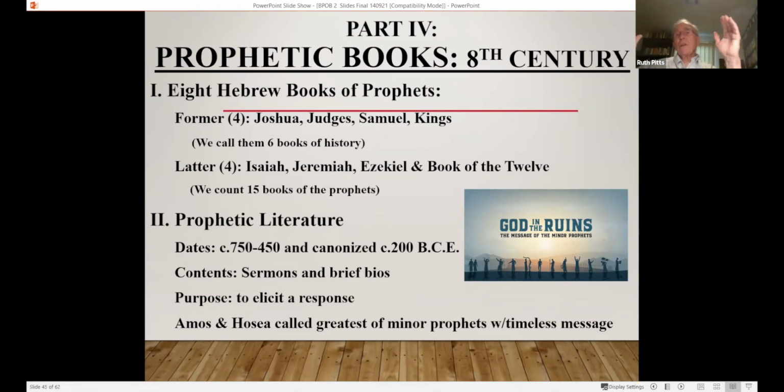And for the Jewish faith, the Hebrew Bible has first part is the law or the Torah. The second part is prophetic books. And it looks like this. There are 8 books in the prophetic section. The former books are Joshua, Judges, Samuel, and Kings. That's 4 books, and they don't divide Kings and Samuel.